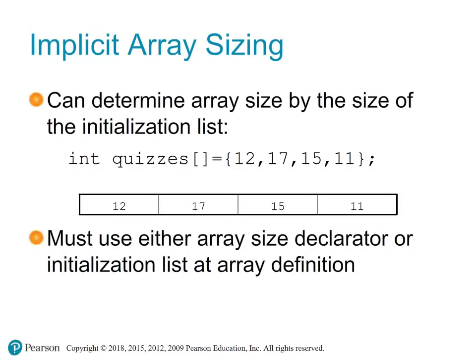C++ can determine the array size for you. So in this example, we have an array called quizzes. We didn't provide any size, but we did provide an initialization list with 4 integers. In such a case, the compiler will automatically determine the size of the array based on the number of elements in the initialization list. Here, the size will be set to 4. It is important to note that you must provide either an explicit size or an initialization list for an array. You cannot leave both unspecified.